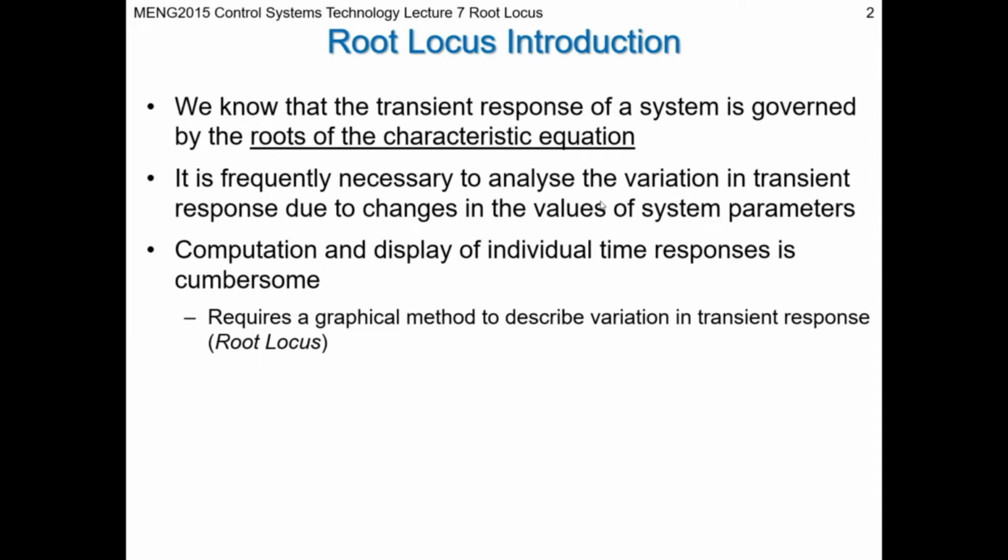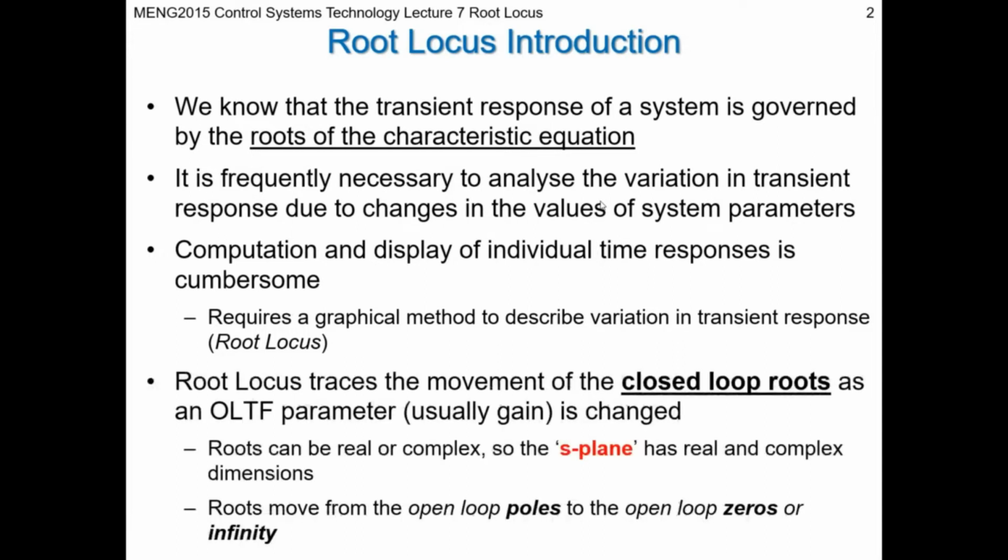So what we need is a graphical method that allows us to infer the variation in the transient response, and that's where root locus comes in. It allows us to infer what the transient response of our system is going to be based on what's called the location of the closed loop roots on that locus. A locus is like a trajectory or the course of a movement, right, in a domain.